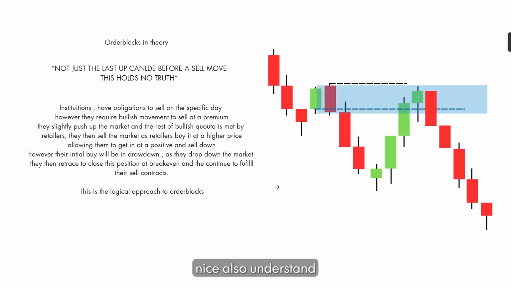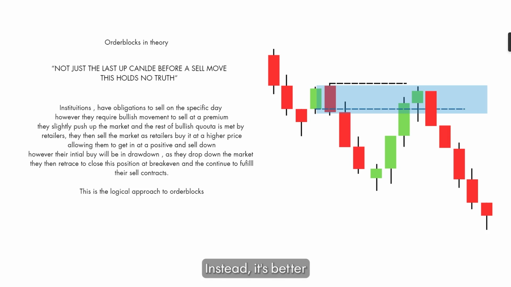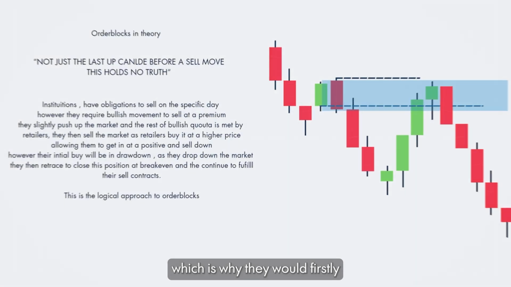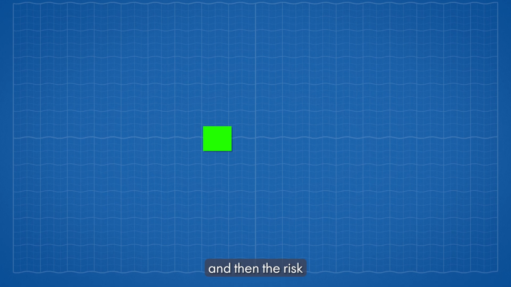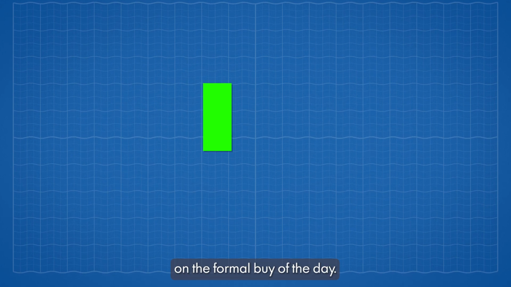Now you should also understand that your order blocks are not just the last up candle before a sell move. This truly holds no valuable truth when you're trading your market. Instead, it's better to understand that institutions sometimes have obligations to sell on a specific day. However, for them to sell, they would need someone to actually buy at that high price, which is why they would firstly push up the market, and then the rest of that bullish quarter would be filled out by retailers who just want to get in on the former buy of the day.